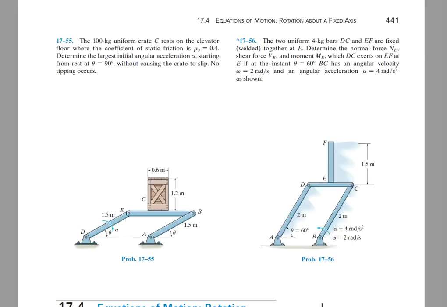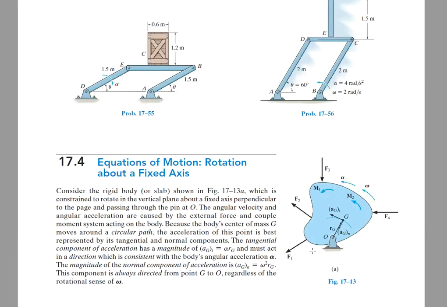So equation of motion, rotation about a fixed axis. So here the fixed axis is a natural axis about which to sum moments. Okay, and the center of mass now moves on a circular path.